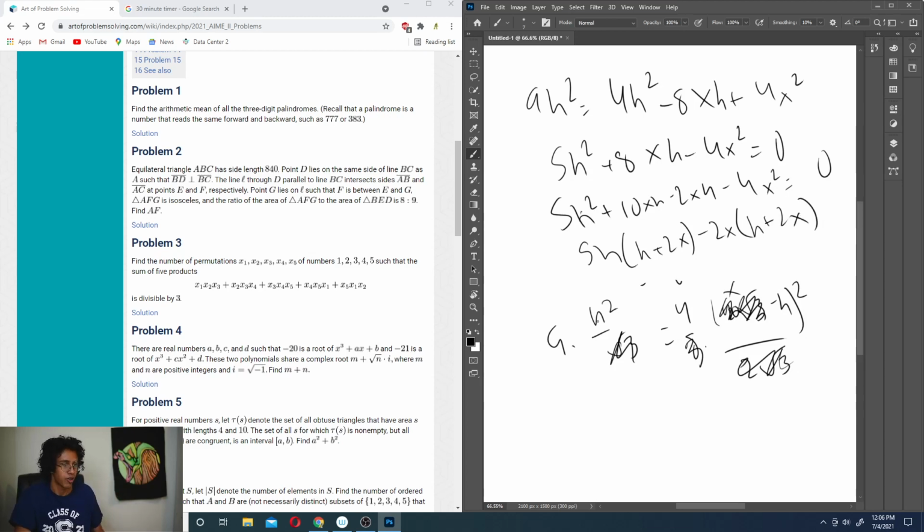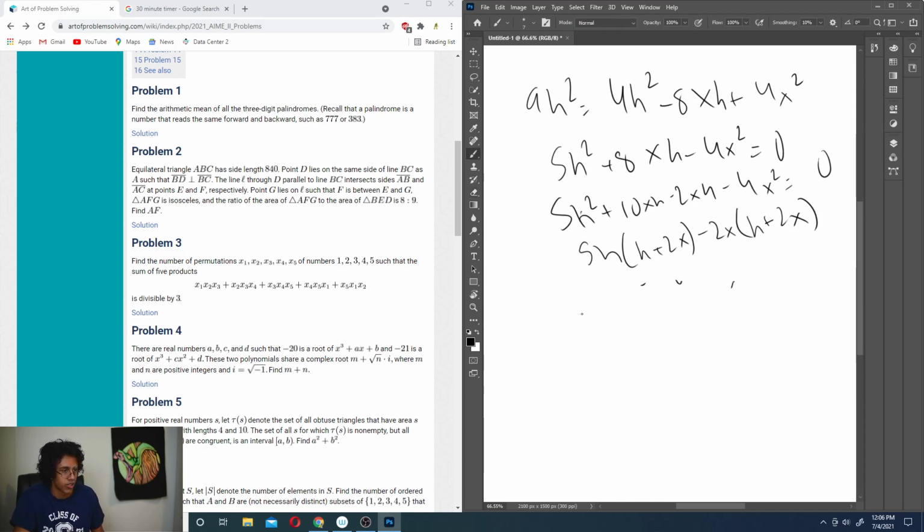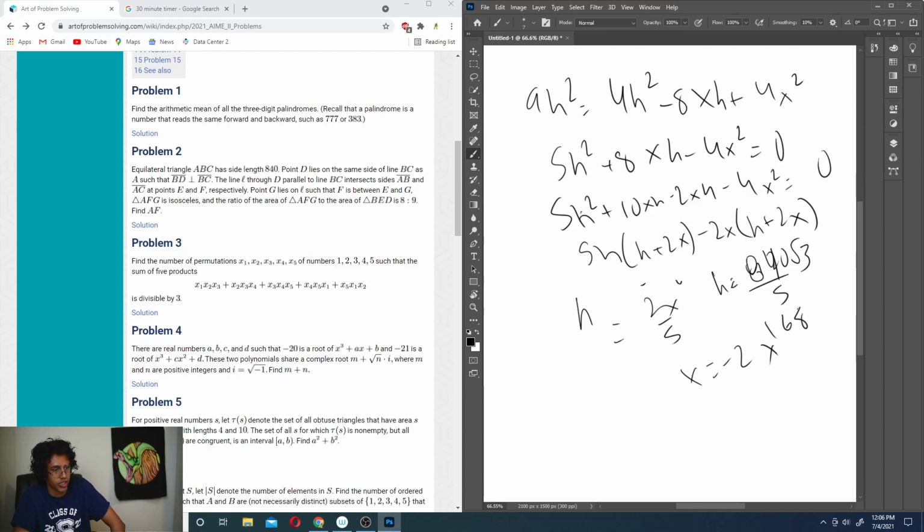All right, so now we basically get that h is equal to negative, okay, so minus 2x. So it's either h is equal to 2x over 5, or h is equal to negative 2x. And because x is positive, this probably just means that h is equal to 420 root 3 or 840 root 3 over 5, right? Which is equal to 168 root 3. Okay, we're getting there. We are getting there.